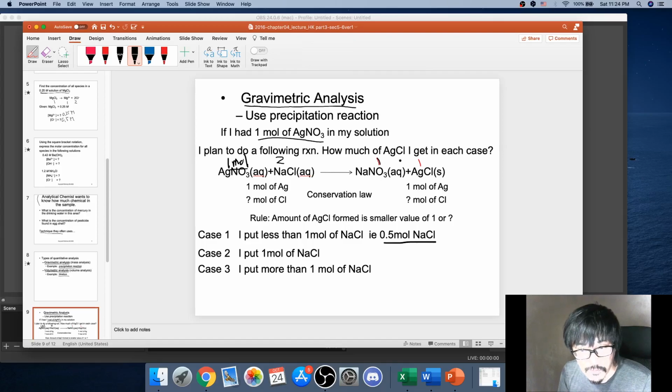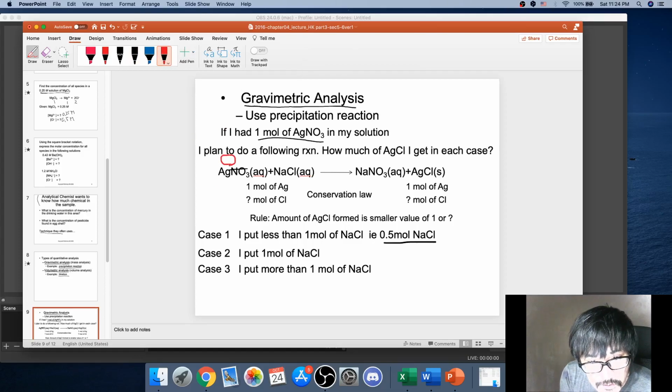So 1 mole of that and 1 mole of this. It's 1 to 1 to 1 to 1. So I only use 1 mole out of the 2 moles of the NaCl. I hope you get that. Now I am going to go back to the original questions.